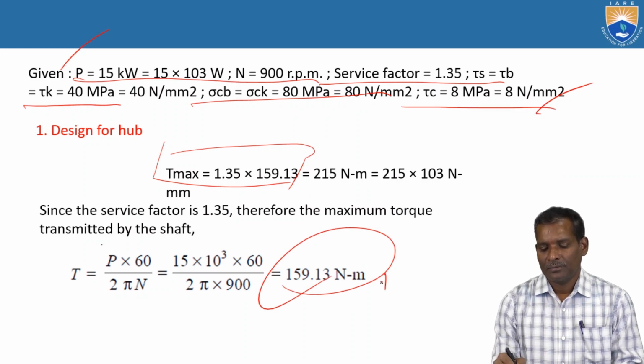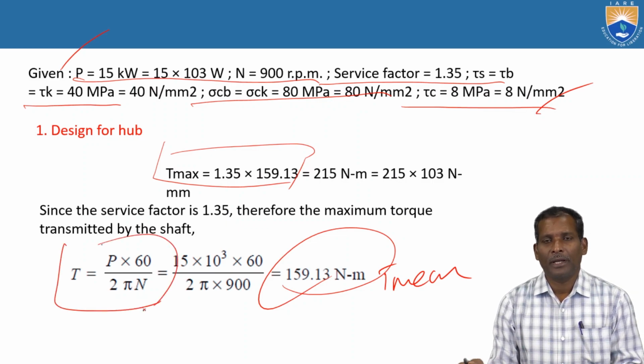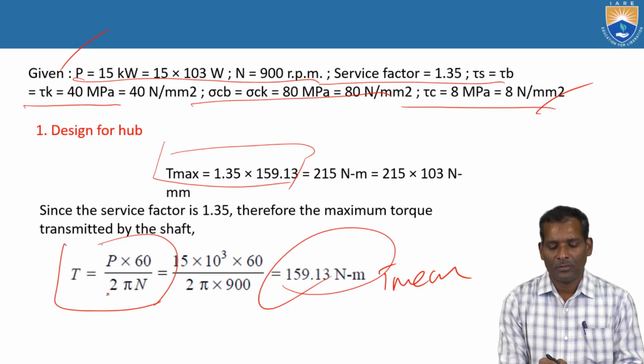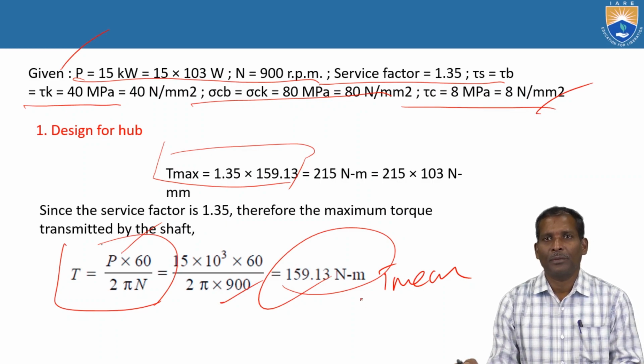So mean torque is obtained from this relation: T mean = 60P / (2πN). In this torque T mean, substitute P, 60 and N, and you will get 159.13.